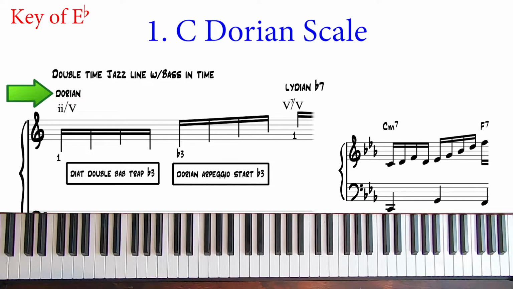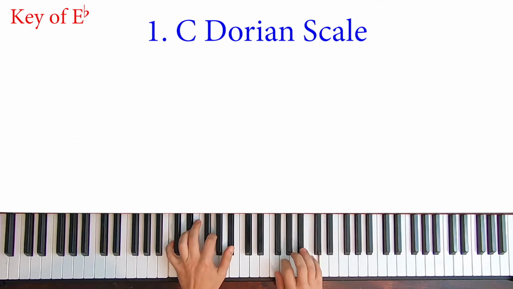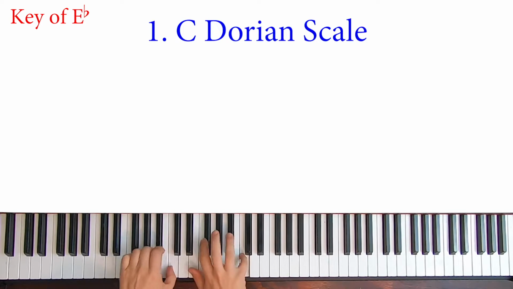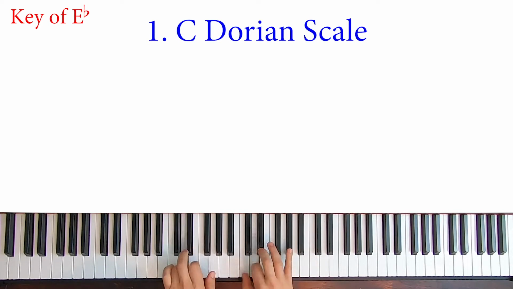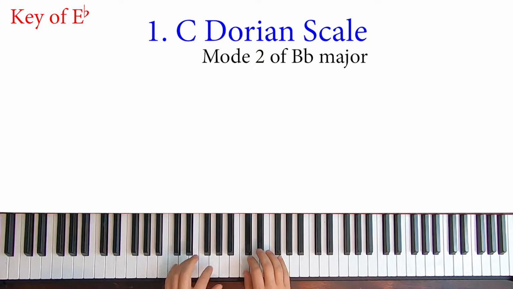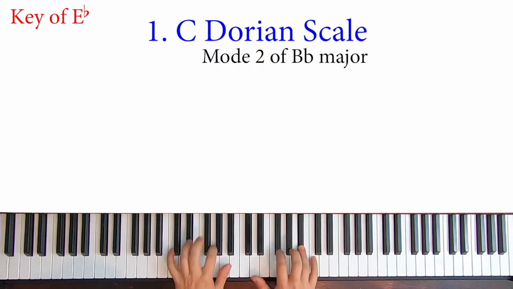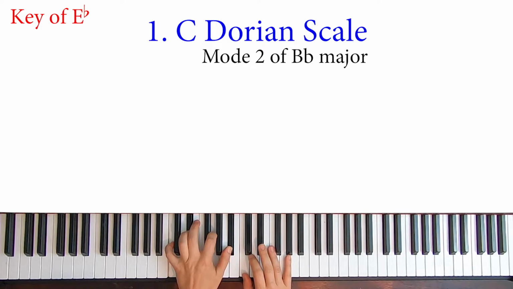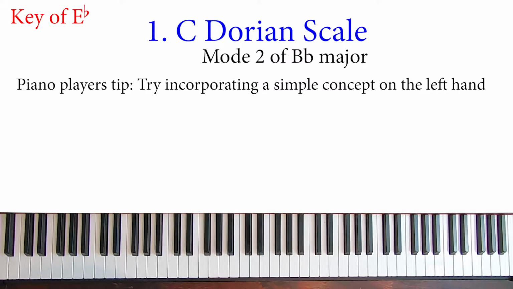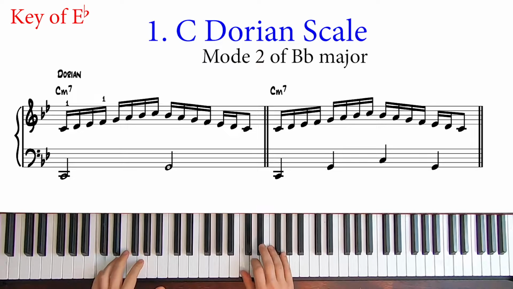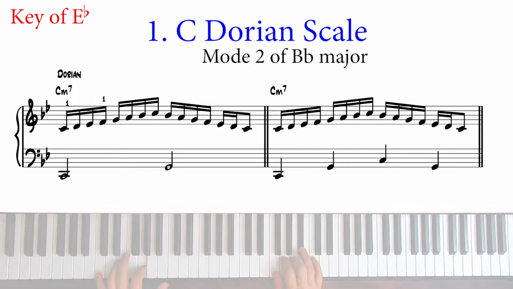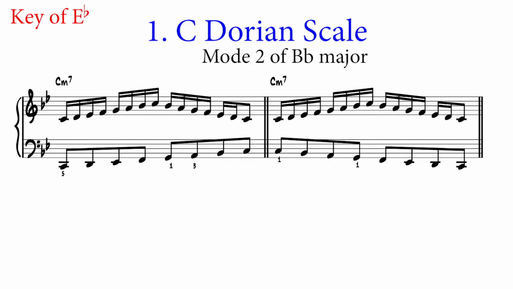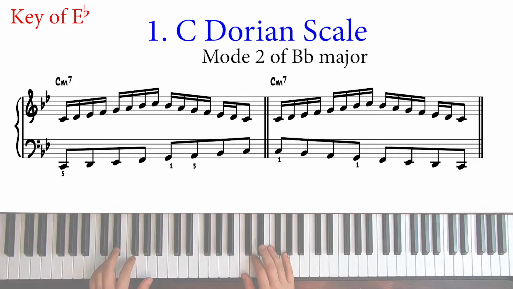The C Dorian scale. Do I know the C Dorian scale? Let's assume you need to work on the C Dorian. What is C Dorian? Well, it's the mode 2 of the B flat major scale. If you're a piano player, here's a great tip for practicing. Try to incorporate some other concept on your left hand. For example, we can play the root fifth pattern. Try using half notes first, then quarter notes. For an extra challenge, try playing the ascending or descending scale in eighth notes while you play the scale on your right hand using 16th notes, like this.